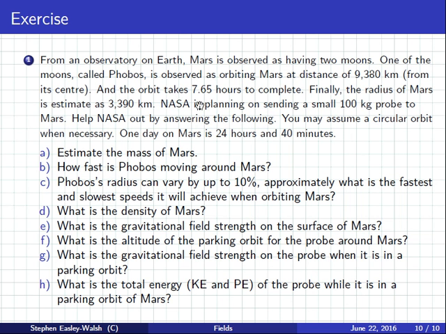24 hours and 40 minutes. No, that's a day. Yeah, but from the day you can calculate it. No, I'm sorry, I'm wrong again. Sorry, I'm not awake yet. We need to use the time it takes the moon to go around Mars. If we want the mass of Mars, we have to look at the time for the moon to orbit Mars. So the moon takes 7.65 hours.